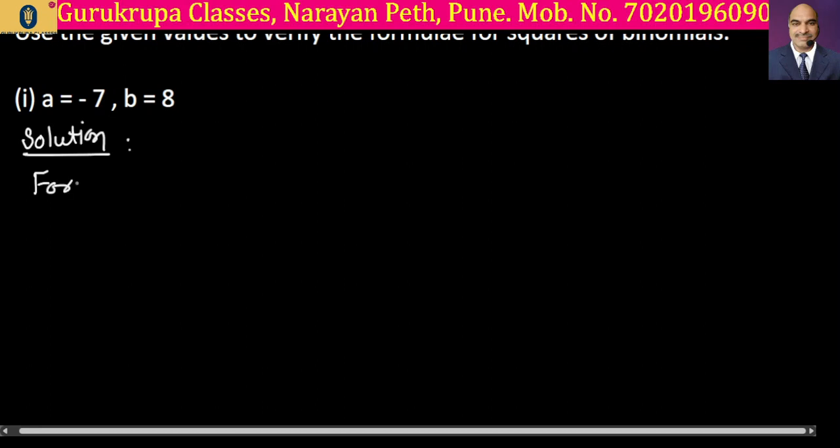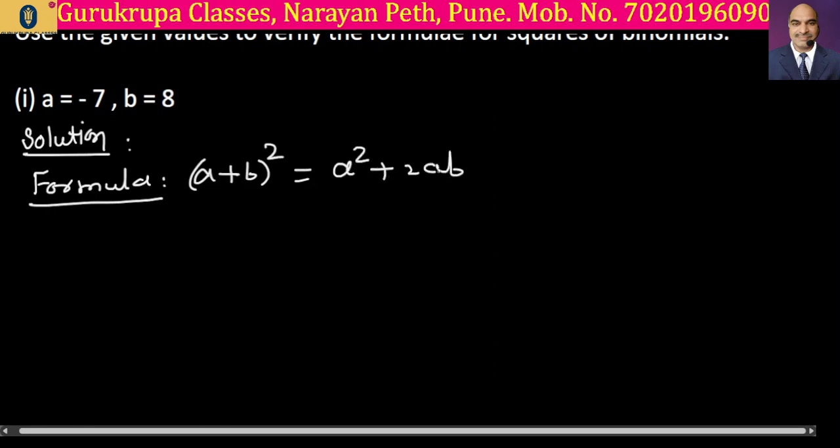First algebraic formula we have, addition of two terms, that is a plus b whole square is equal to a square plus 2ab plus b square.